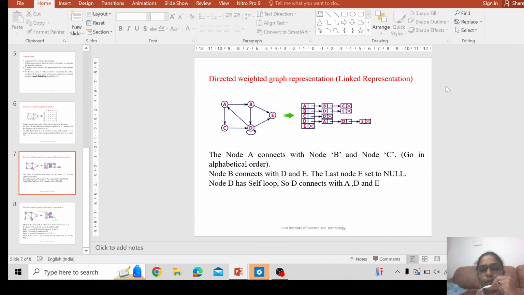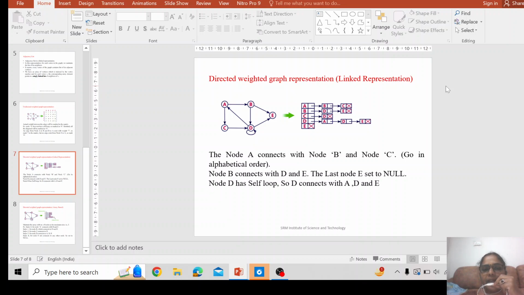Let's consider another node, D. Here D is connected to vertex A, C is connected to vertex D, and D is connected to vertex E. So a single node D is connected with three different nodes: one is itself and the other two are different vertices. So here we represent D connected to D, from D it will be connected to A, and from A it will be connected to E. There is no other way to represent, so the pointer from E will be set to null.